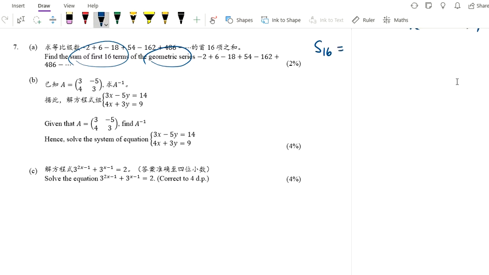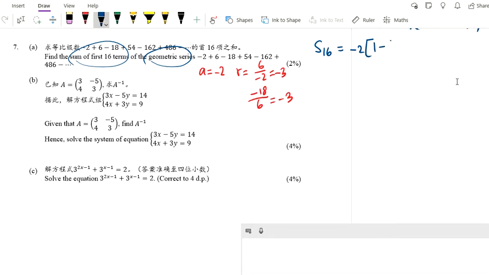But before that, what is your first term? It is negative 2. And what is your common ratio? The common ratio is 6 divided by negative 2, which is negative 3. Or you can check it again: negative 18 divided by 6, which is negative 3. Now we just sub in the formula. So it should be negative 2 times 1 minus negative 3 raised to the 16, then divided by 1 minus negative 3.